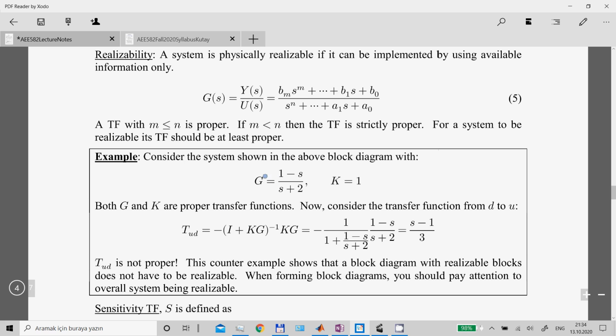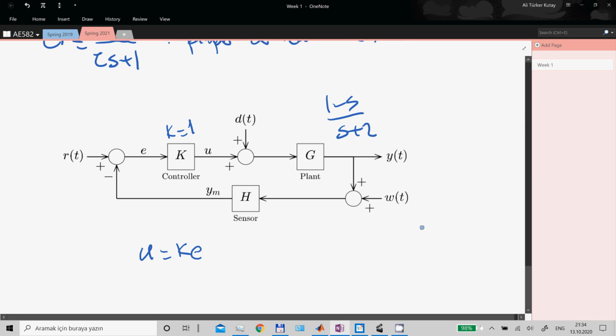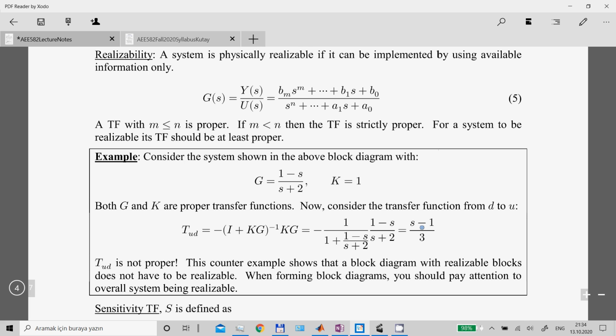So U is equal to K times E, and then you know how to do it. If you put in this G and K here, and perform the simplifications, the transfer function from the disturbance input to the control signal turns out to be (S minus 1) over 3. This is quite interesting because we have a block diagram composed of two blocks, both proper and both realizable. However, when you interconnect those blocks in this particular way, the resulting transfer function between the two signals is not proper.